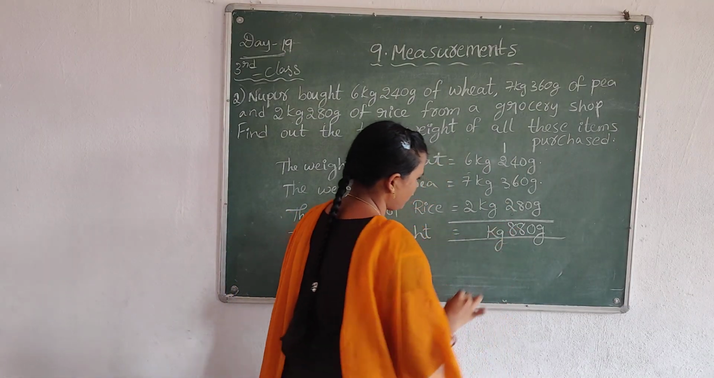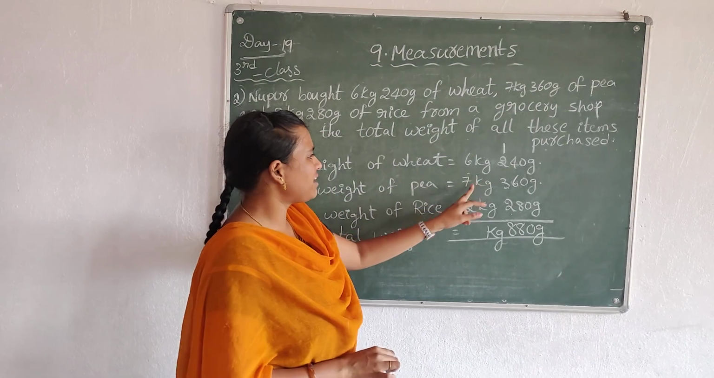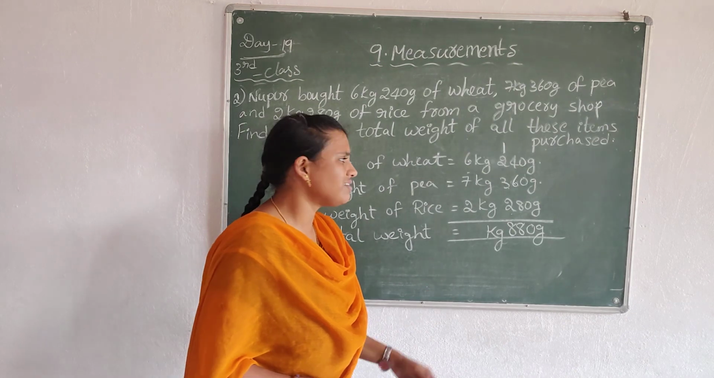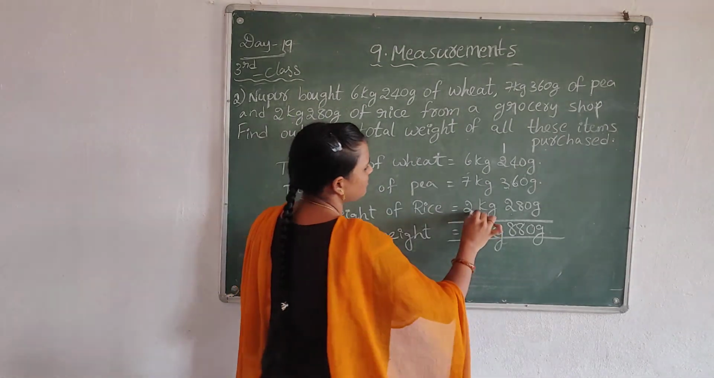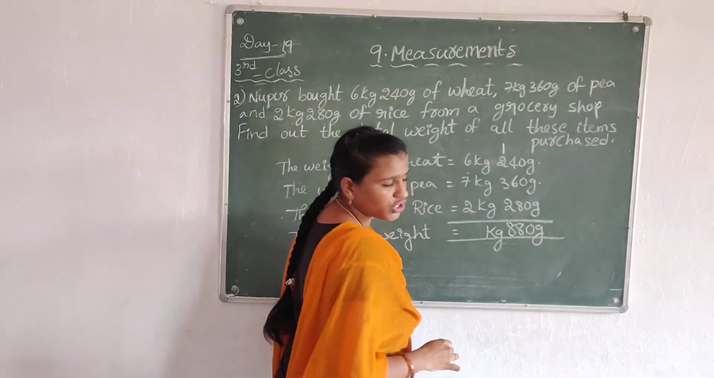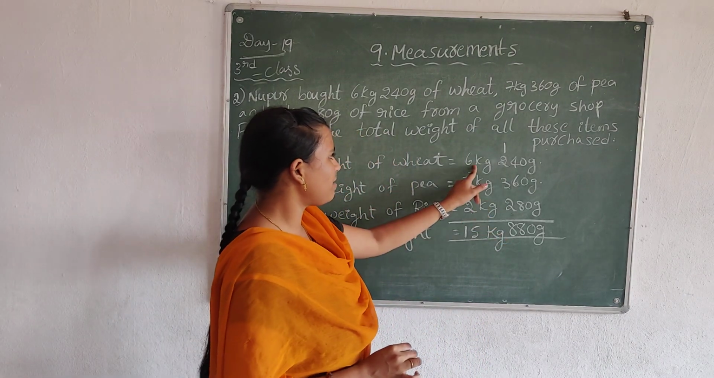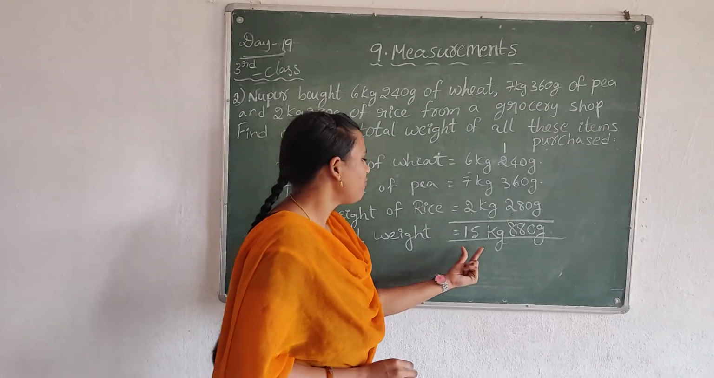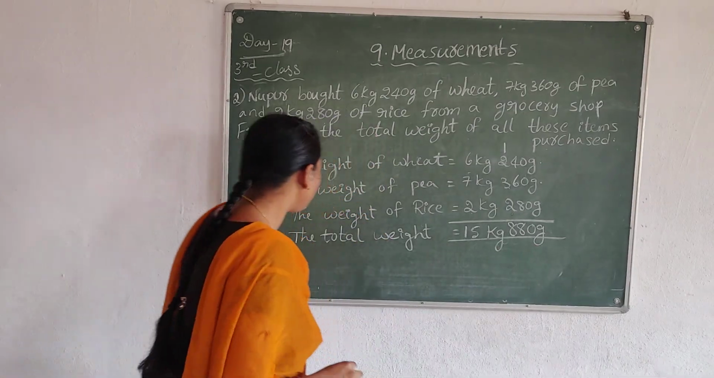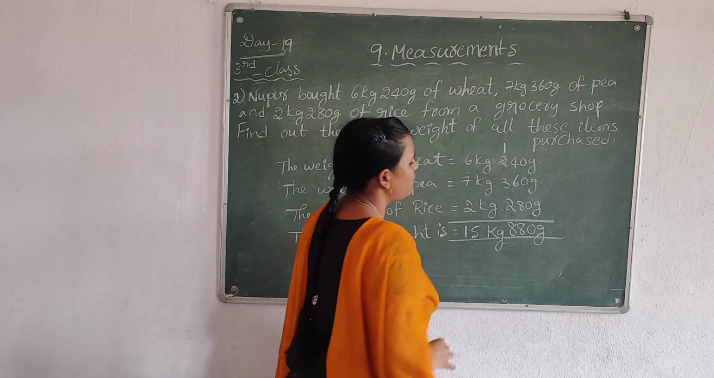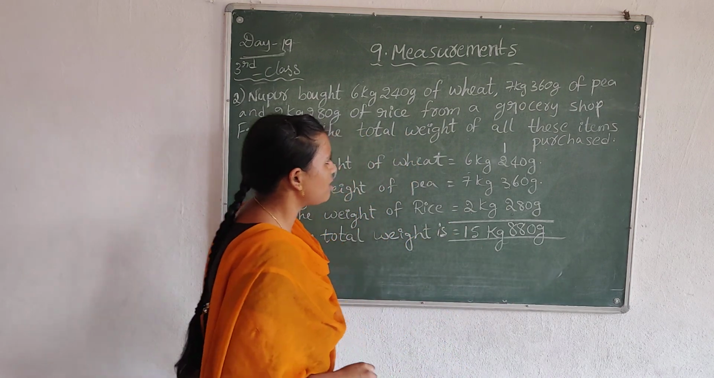Now kgs. Let's see. 6 plus 7 is 13, plus 2 is how much? 15. The total weight is equal to 15 kg 880 grams.